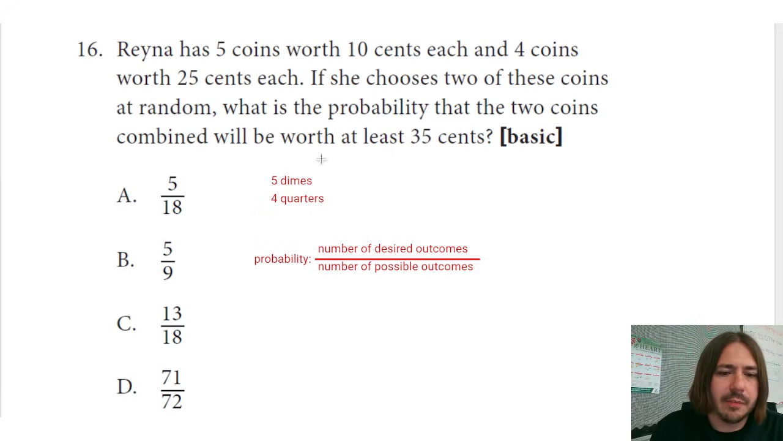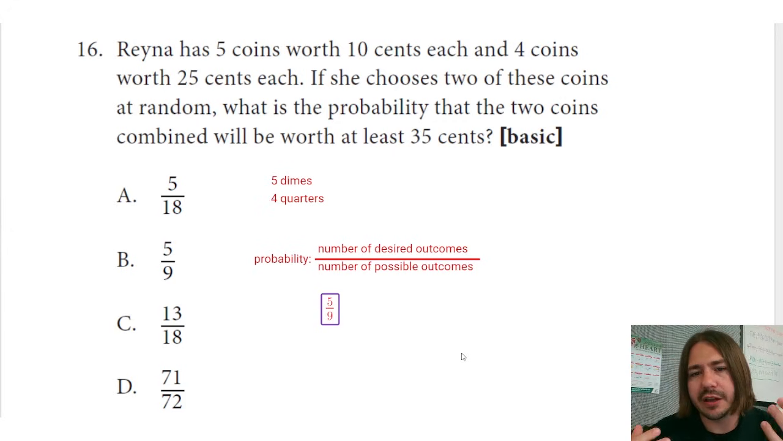So if we want to find the probability of picking 2 dimes in a row, which is the only case in which you wouldn't get at least 35 cents, we will say, okay, well, the probability of getting the first coin to be a dime, since there are 5 dimes in this pile and a total of 9 coins, the probability here is going to be 5 over 9. Now, that's just the probability of picking a dime first.